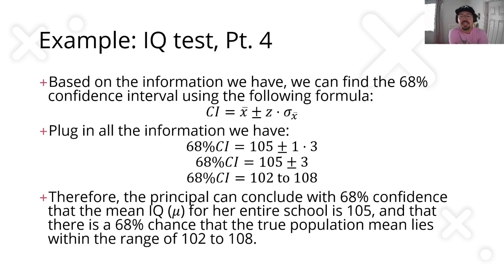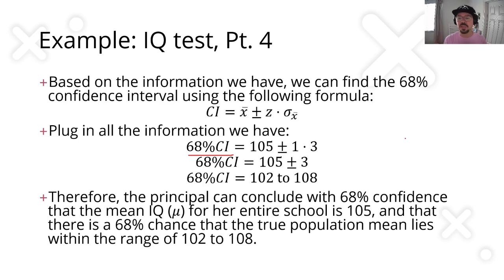Based on the information given, we can find the 68% confidence interval using the following formula. So we're going to plug in all the information. This is our confidence interval formula, which is the mean plus or minus the z times the standard error. So if we plug in all the information, we have 68% CI. This just means that we're looking for the confidence interval at 68%. So we have our mean of 105. That was the sample mean that we calculated. Plus or minus, you have to maintain plus or minus.